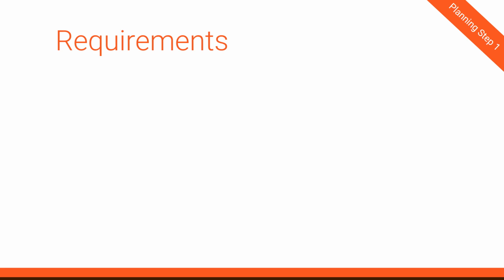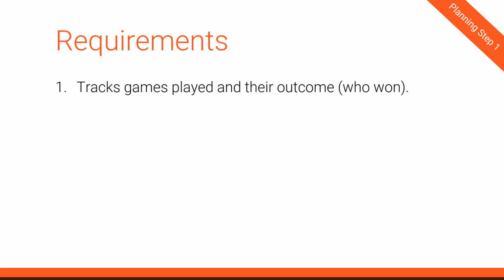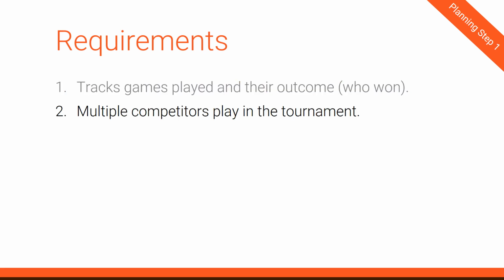So let's start off with the requirements and kind of flesh out what we've been given so far. So far we know we need to track games played and their outcome. So who won? So imagine you have 4 players playing and we'll have 2 games played and the winners of those 2 games play each other, and then that winner would be the winner of the overall bracket. That's kind of what we're going to do. We're going to track those games that have been played and their outcome so we know who won, so we know who goes to the next round. We're also going to have multiple competitors. I mean, that sounds obvious, but you really need to have it down on paper.